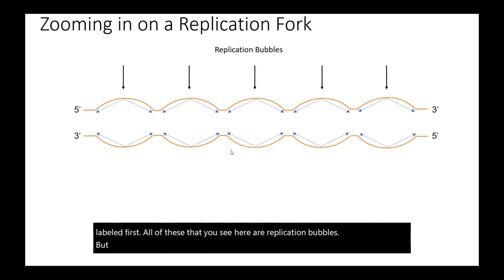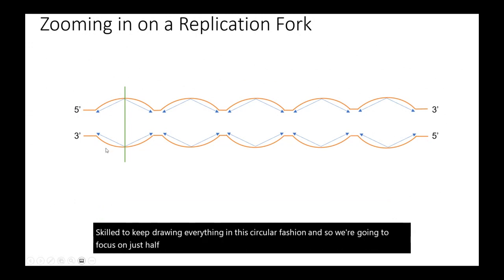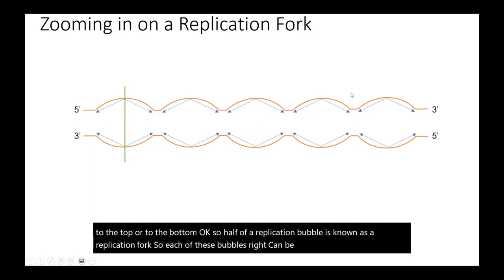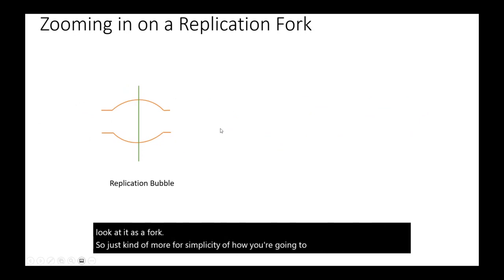But for simplicity, as we continue to work through this process, and I tried to create these animations, I am not artistically skilled to keep drawing everything in this circular fashion. And so we're going to focus on just half of a bubble, which we call a replication fork, right? Because it looks kind of like a fork in the road, right? You're going this way, and then you can either go to the top or to the bottom, okay? So half of a replication bubble is known as a replication fork. Okay, so each of these bubbles can be divided in half, and we can look at it as a fork. So just kind of more for simplicity of how you're going to see things going forward.